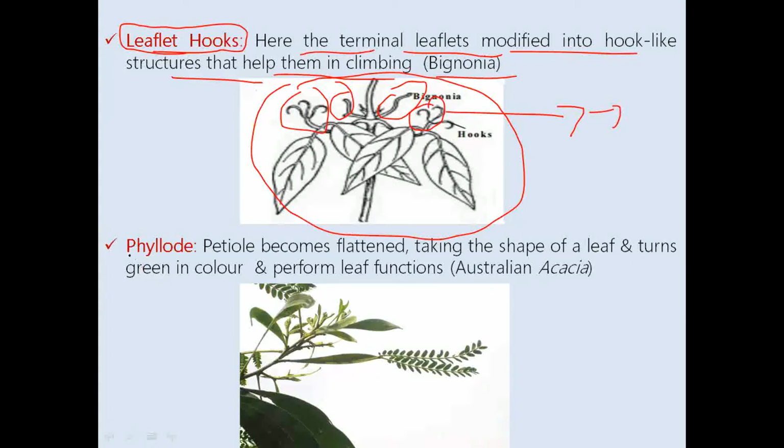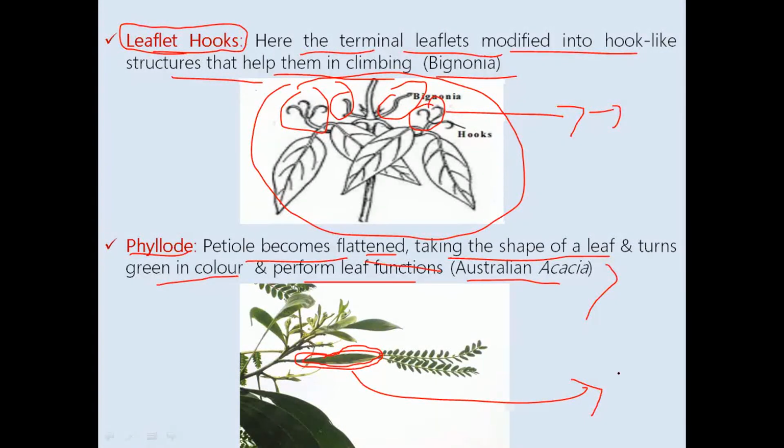The next type is phyllode. In this type, the petiole becomes flattened, taking the shape of the leaf, turns green in color and performs the leaf functions. It is found in Australian acacia. So you can see here, this is the petiole, the leaf, and this petiole turns into a leaf-like structure. You can see it is green in color and it performs the function of leaves.